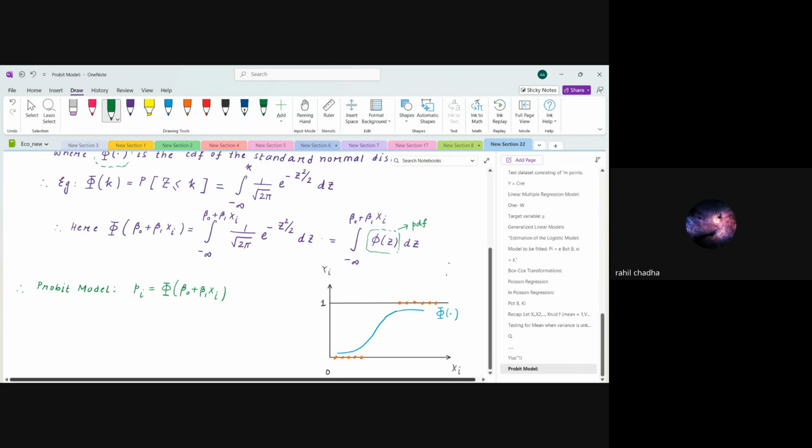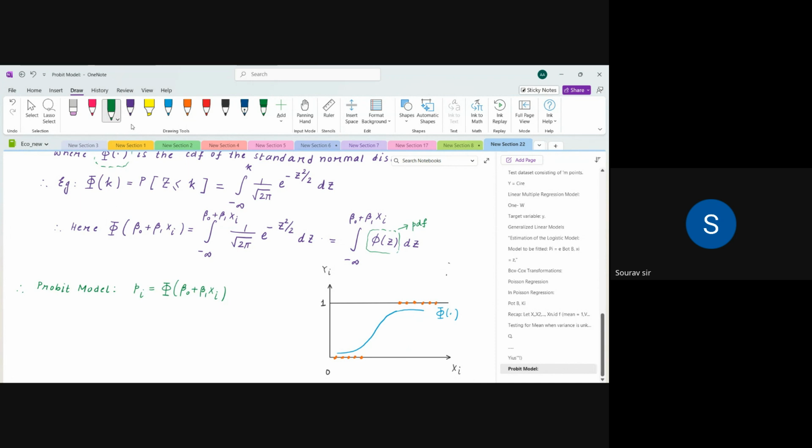For the Probit regression model, the equation that we have written, the CDF of beta naught plus beta 1 x i, where does it come from? Is that important, or should we just know that it is this? You just wrote that it's the CDF of beta naught plus beta 1 x1, so we just need to know that, right?